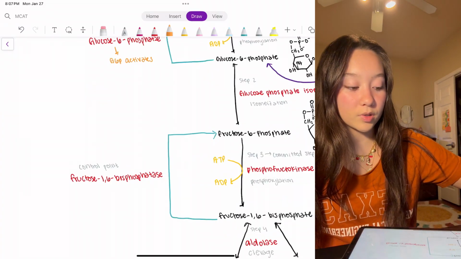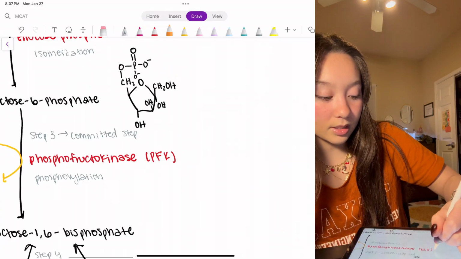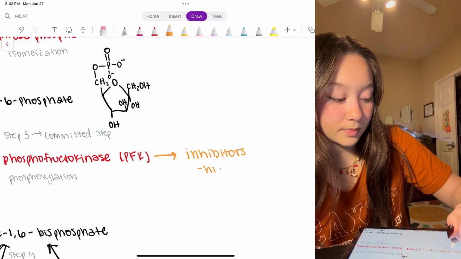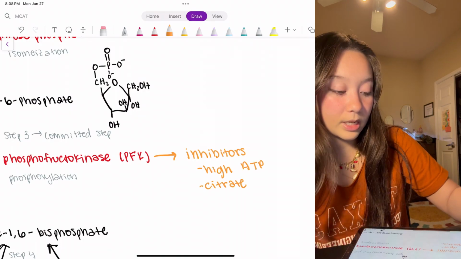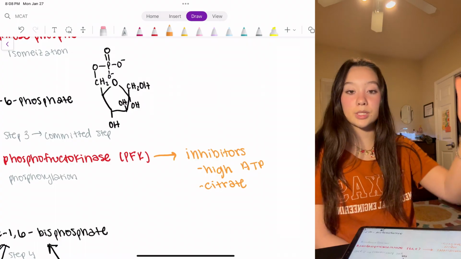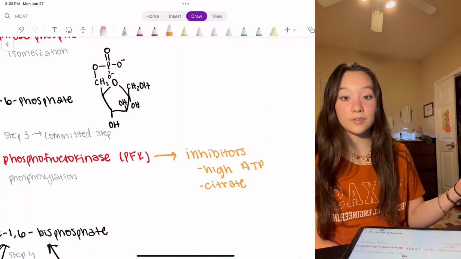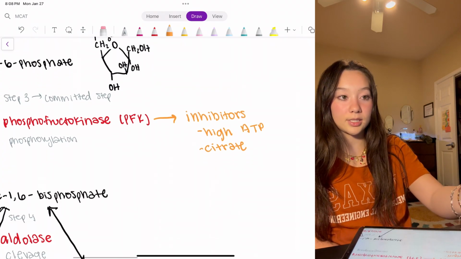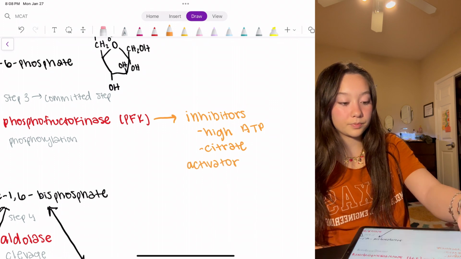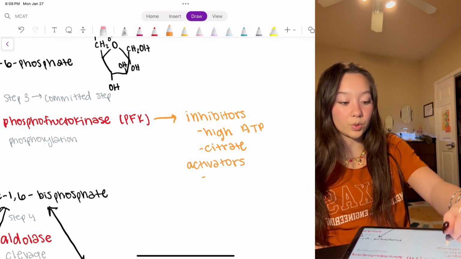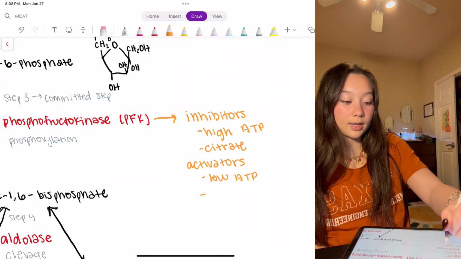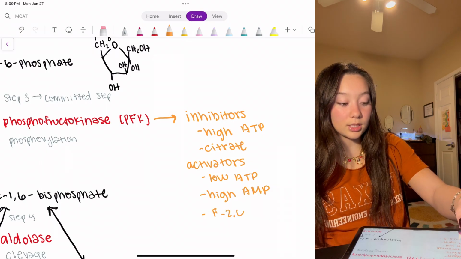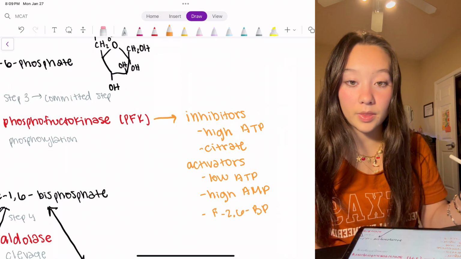Next, we're going to talk about phosphofructokinase. This enzyme's inhibitors include high ATP and citrate. This makes sense because the whole purpose of glycolysis is to produce ATP. So if there's a lot of ATP, then we're not going to want these enzymes working to produce more ATP if it's not necessary. Its activators are the opposite, so low ATP or high AMP, or something called fructose 2,6-bisphosphate. And we'll talk about this in a second.